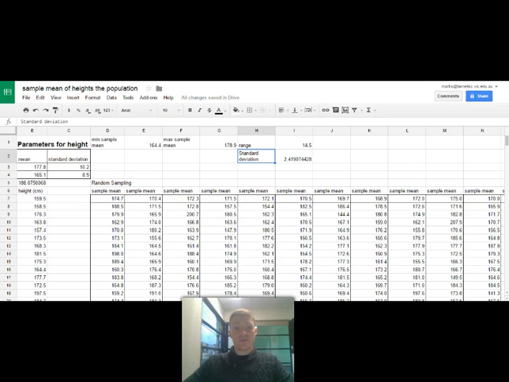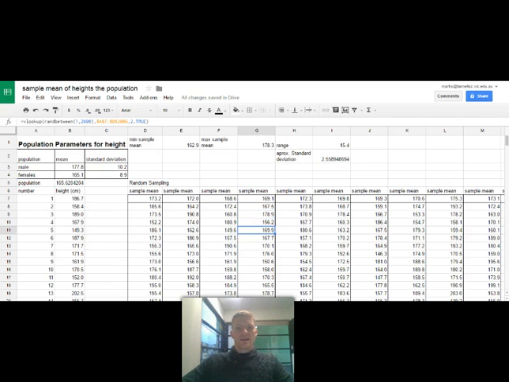Which is about 2.4. Let's emphasize that's just an approximation. So that's just a neat little way of approximating your standard deviation from a normal distribution. It's roughly a sixth of the range.